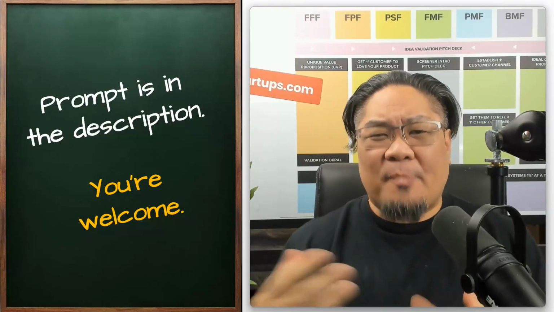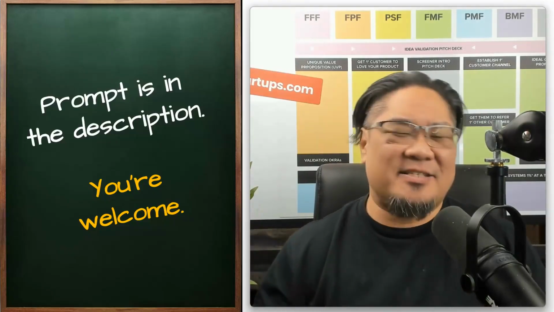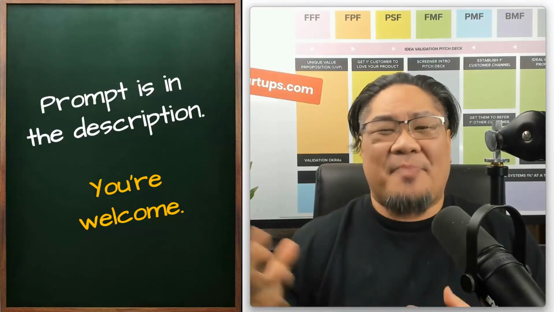In case you're wondering what prompts I'm using, they're in the description. It's very simple. You just ask ChatGPT to do some basic math for you.